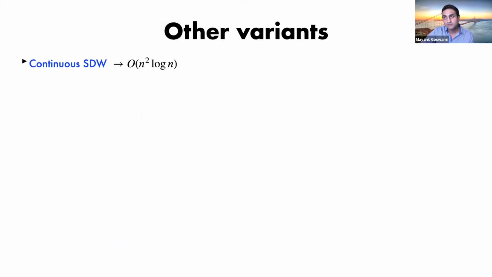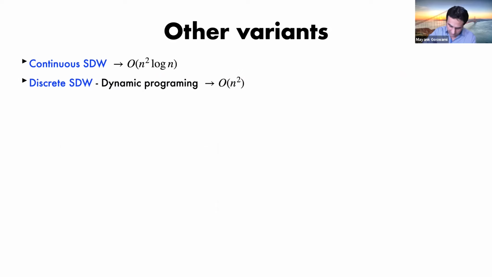We also have algorithms for other variants. The one I just mentioned was the continuous social distancing width. For the discrete version also, you can give a similar dynamic programming algorithm that's also quadratic time.